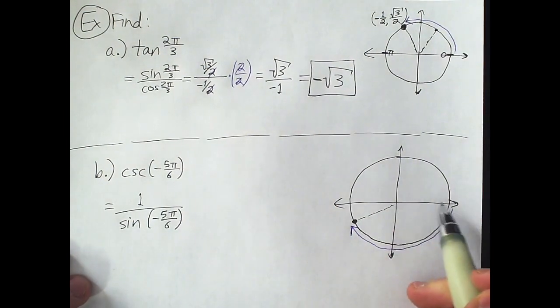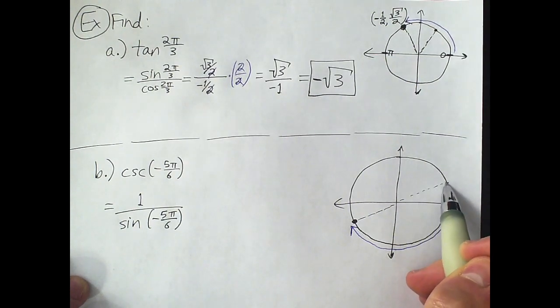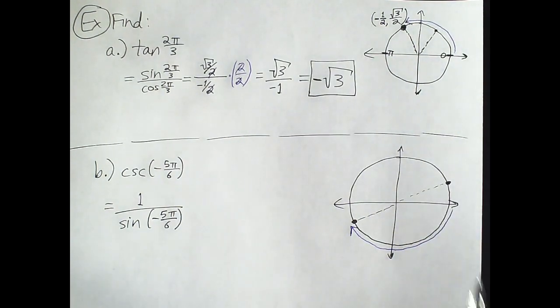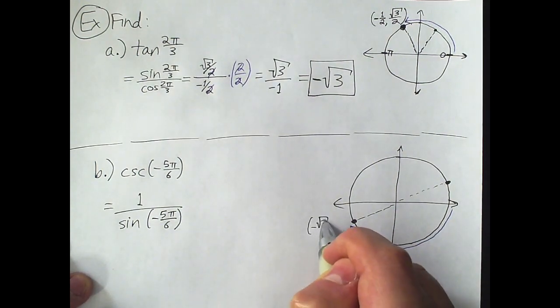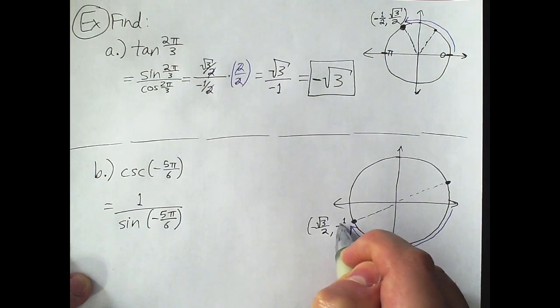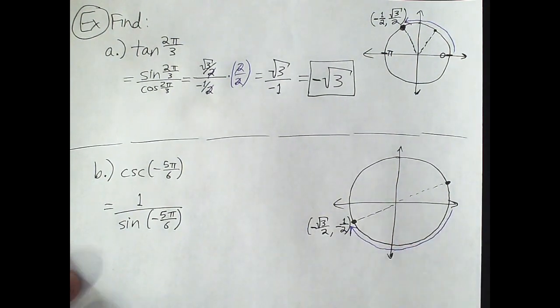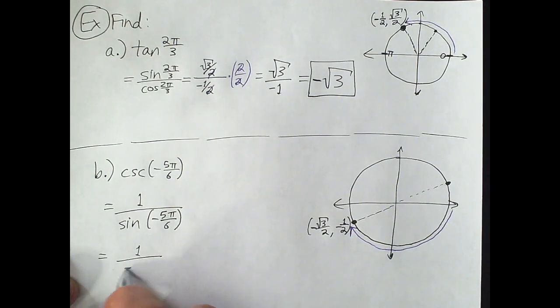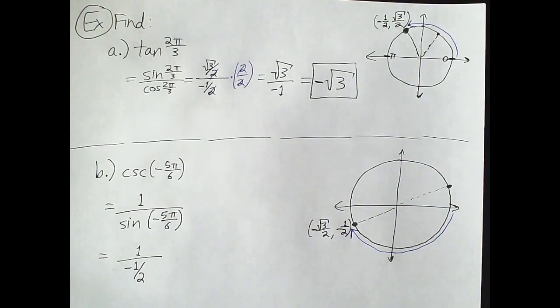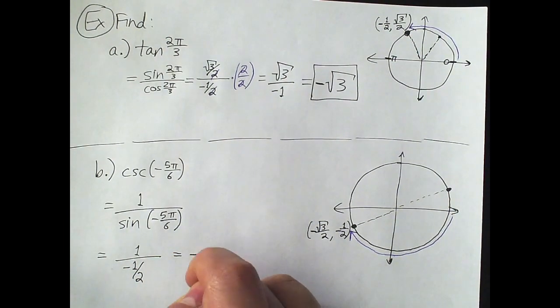And again, you could figure this out based on a reference number. Your reference number would be pi over 6. You'd figure out the terminal point for pi over 6, and then you would figure out if you need pluses or minuses. So this winds up being negative square root of 3 over 2, comma, negative 1/2. That's the terminal point. From the terminal point, I can find the sine is negative 1/2. That's really all we needed. We didn't even need the x coordinate, only the y value. 1 over negative 1/2. Let's simplify that. That simplifies to negative 2.